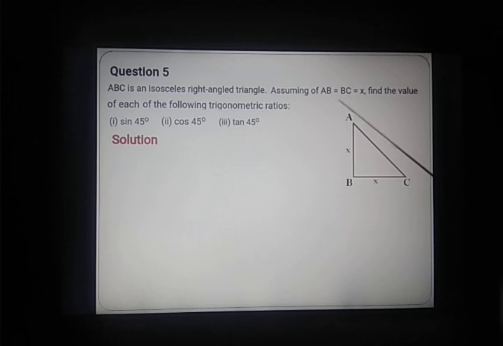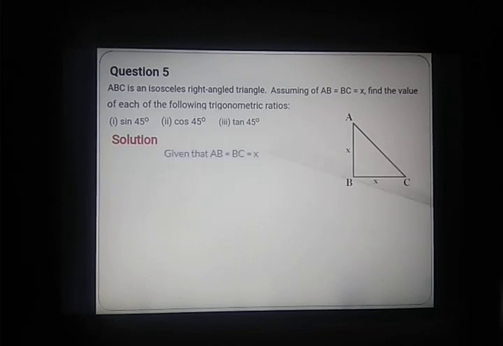The question says the value of the equal sides is x. So x and x are written. Now we want to find the value of sine 45, cos 45, tan 45. Since this is an isosceles triangle, these two angles are equal, and since this is 90 degrees, these two angles have to be equal because they are base angles, and base angles are always equal. So they have to be 45 and 45 each, because then along with the 90 the total sum of the interior angles will be 180 degrees.